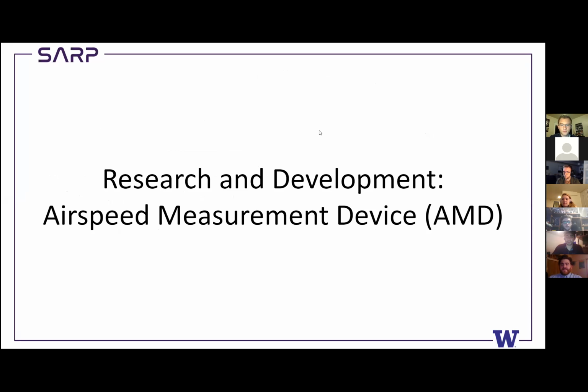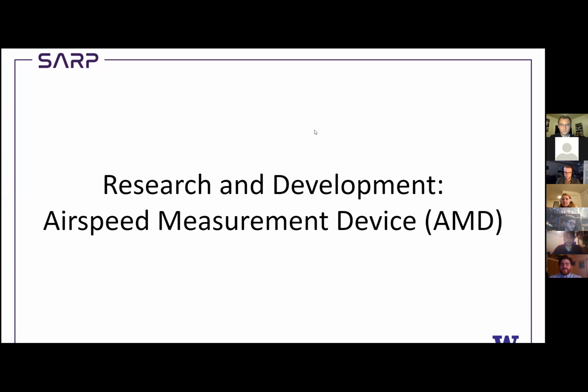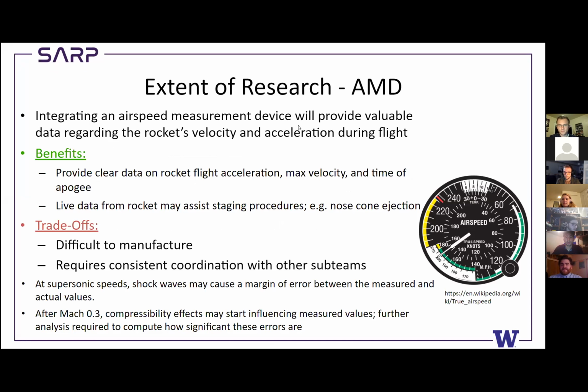All right, awesome. Let's get started with the next slide. So this is our extent of research for the AMD, which stands for the Airspeed Measurement Device. Essentially, integrating an airspeed measurement device will provide valuable data regarding the rocket's velocity and acceleration during flight. Right away, we have some clear benefits. Like I said before, it provides clear data on the rocket flight acceleration. We can find the max velocity and the time of apogee from this.